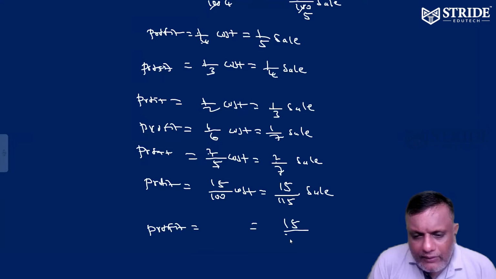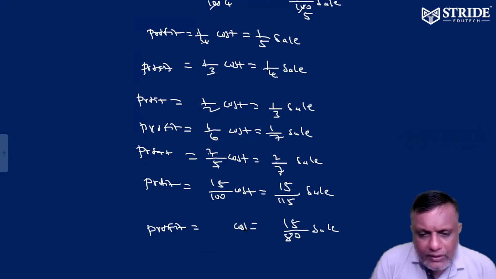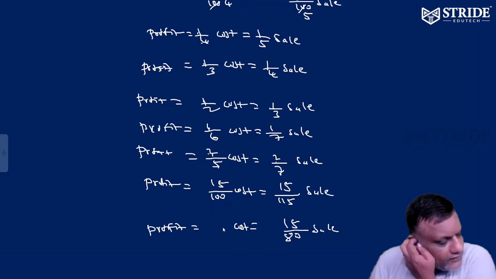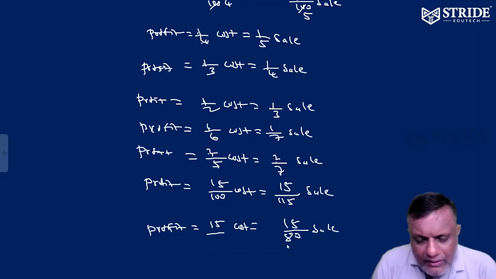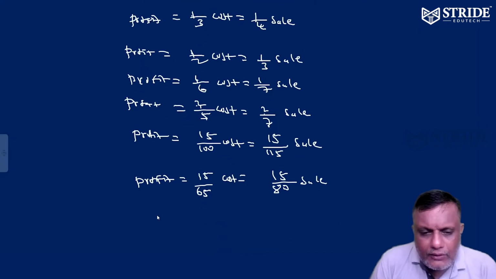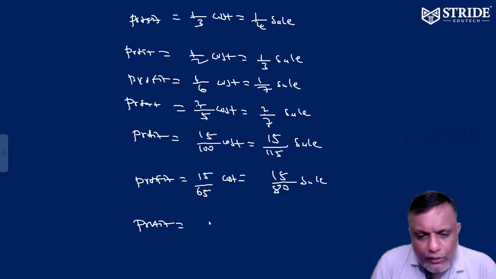Similarly, profit is equivalent to 15 by 80 of sale. What proportionate number do you have to multiply with the cost to get the same profit? 80 minus 15 is going to be 65. So that's a trick. So profit is equal to 33 1/3 percentage of cost.